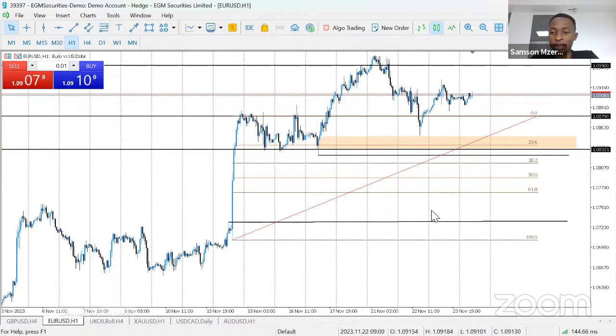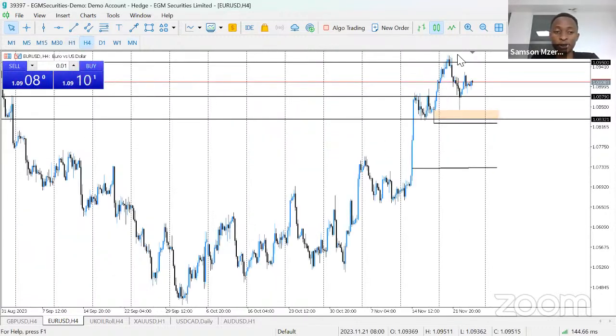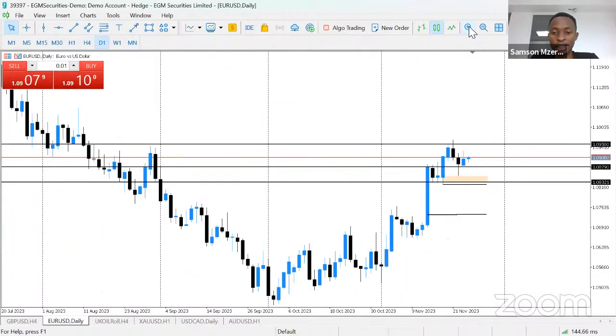EUR USD, same thing. So I'll remove this first. Nothing else is marked. I'll remove that. Yeah, so on the 4 hour, same story. We have an uptrend, yes, but does it mean we should just follow this uptrend blindly? No.